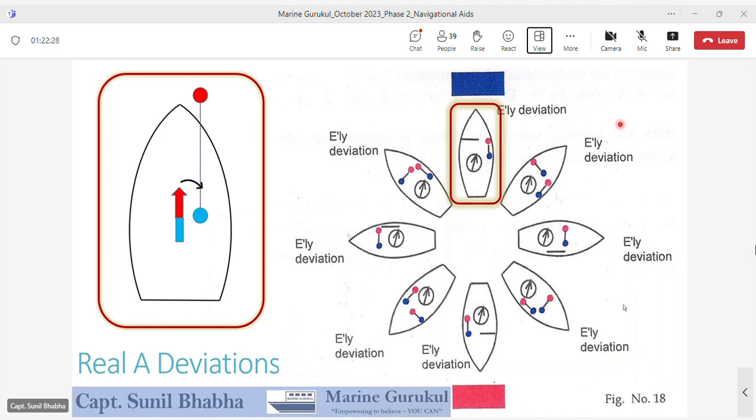Okay. I'll take you to the easterly and then northeasterly. Okay, let me take you to the other heading.